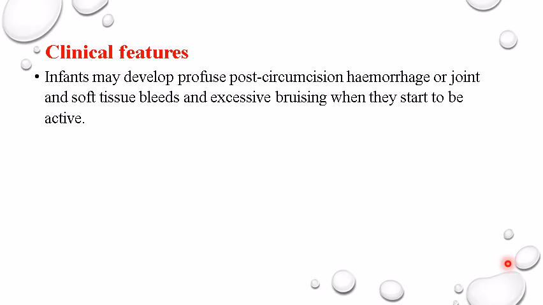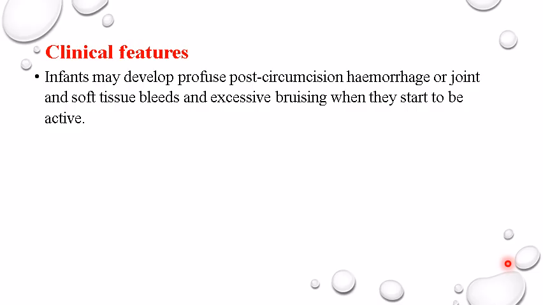How does the patient present? Usually, an infant may develop profuse circumcision hemorrhage. Circumcision is related to Muslim countries. In our country, Iraq, we call it Tahoor, which usually happens in the first days of the neonatal period. The patient usually develops profuse post-circumcision hemorrhage or joint and soft tissue bleeding into the joint.